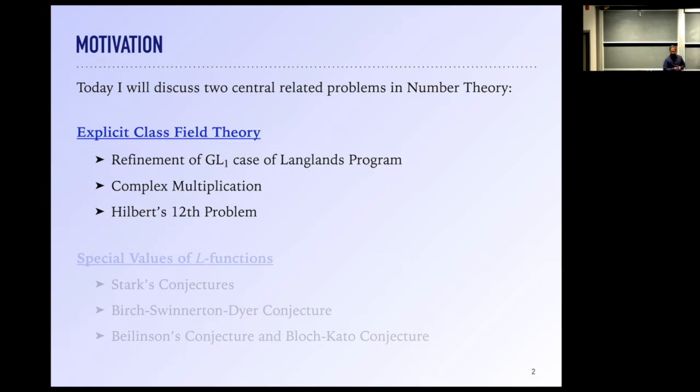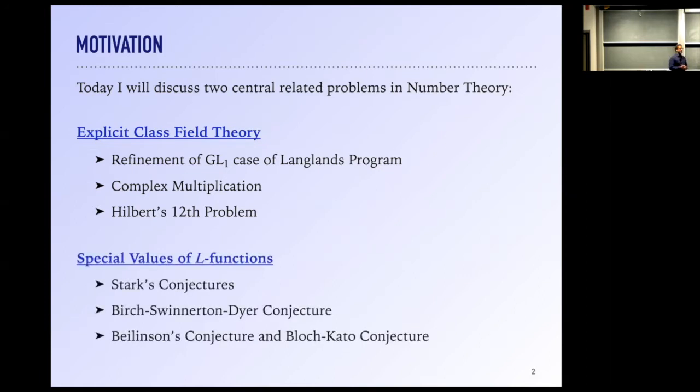And the second theme that's also a very prominent one in modern number theory is that of special values of L functions. There are lots of conjectures about the special values of L functions. Probably the most famous one is the Birch-Swinnerton-Dyer conjecture, which talks about the value of the L function of an elliptic curve at s equals 1. But there's somehow a GL1 version, a version for Ray class characters that's still open, known as Stark's conjectures, and that's what I'll be talking about today.